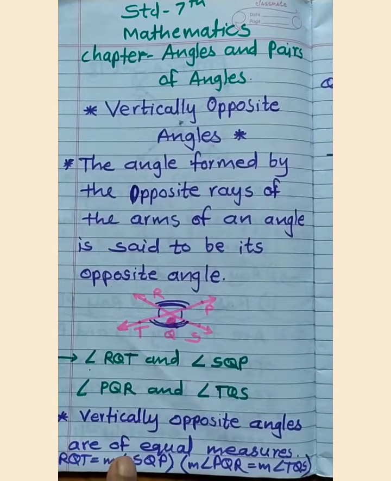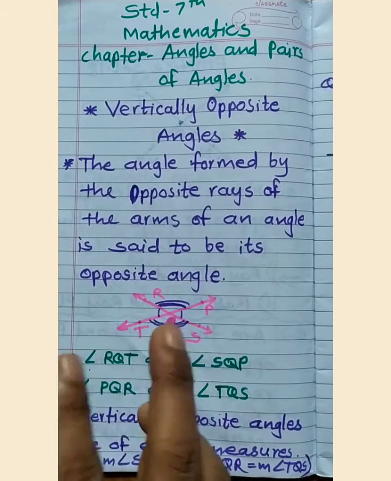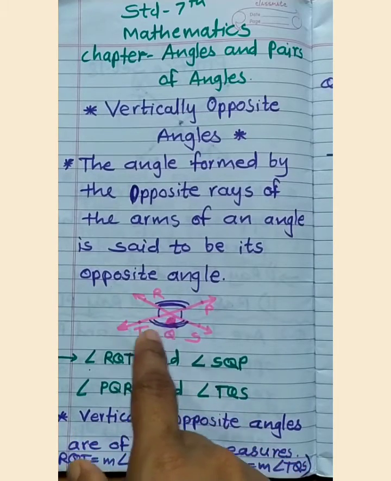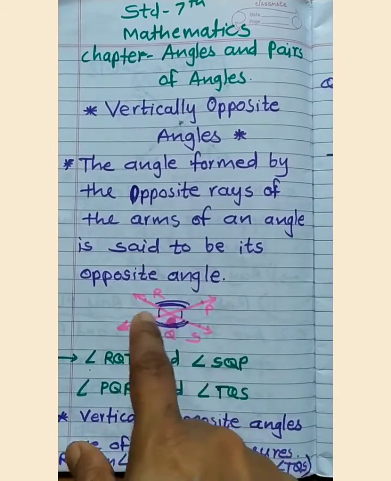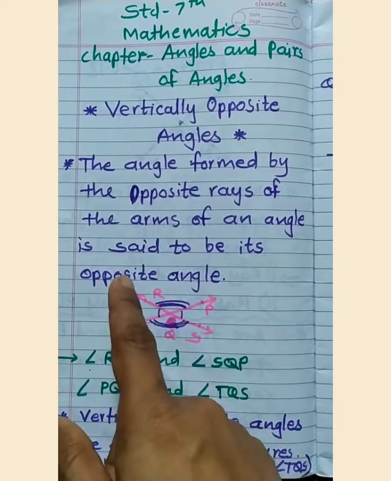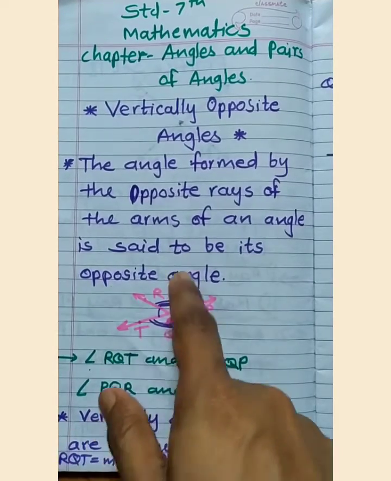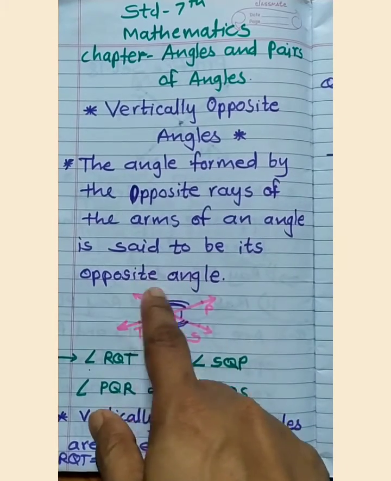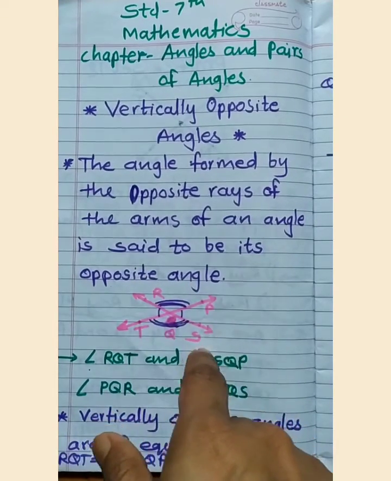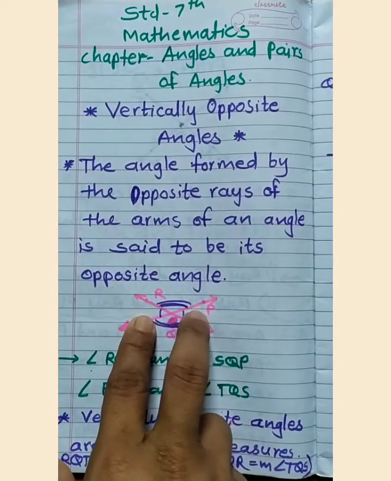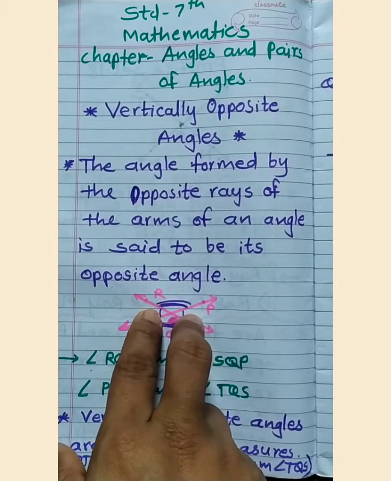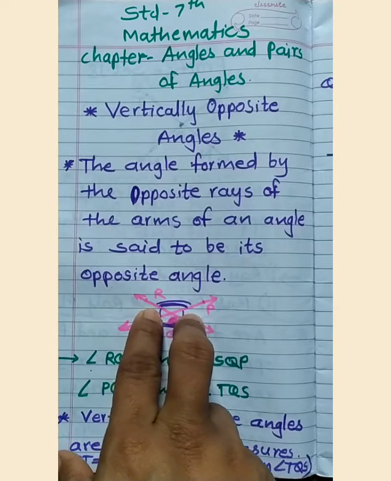Vertically opposite angles are of equal measure. Always remember their measure will be the same. Angle RQT and angle SQP have equal measure, and angle PQR and angle TQS also have equal measure. That means if the measure of RQT is 40, then SQP is also 40. Both angles are congruent, or they are called equal in measure.